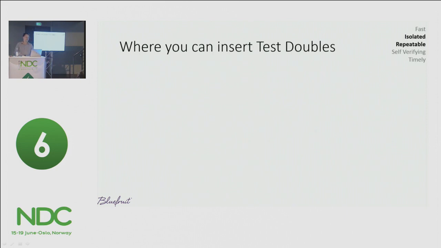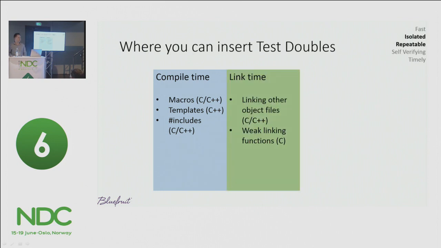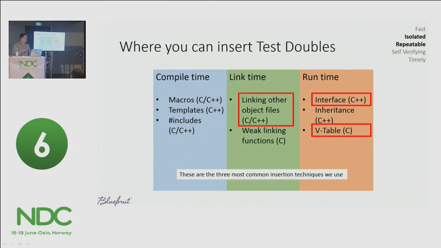So there are 3 times you can insert test doubles. You can do it at compile time, at link time, and at runtime. And there are various techniques you can use at each point. So I'm going to show examples of these 3 techniques. These are by far the most common techniques we use at Bluefruit.